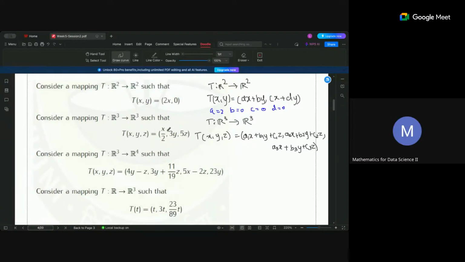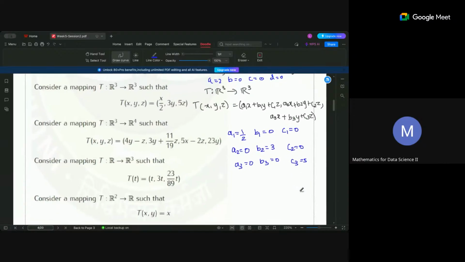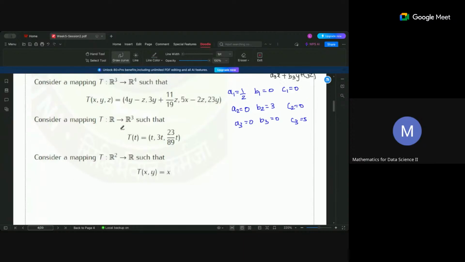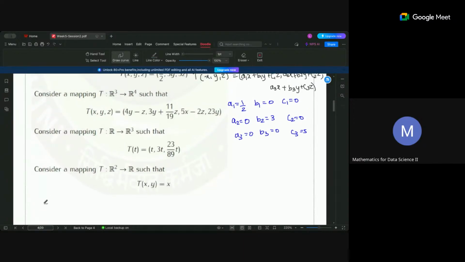So in this specific case, can you tell me what are your A1, B1? A1 is 1 by 2, B1 is 0, C1 is 0, A2 is 0, B2 is 3, C2 is 0, A3 is 0, B3 is 0, C3 is 5. Very good. Okay, good.